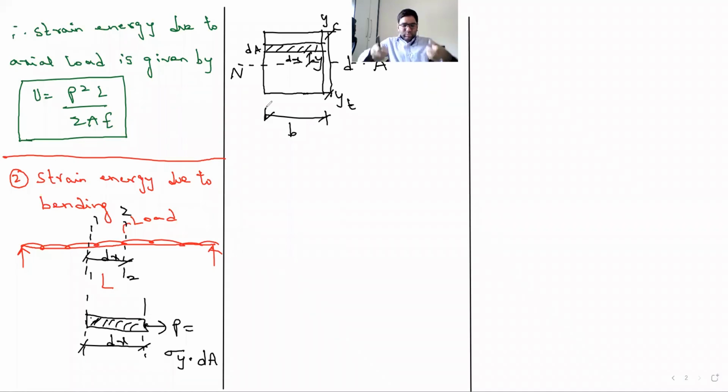So simple. See, when I am holding an object, you can see that I am trying to bend it. When it is bending, the bottom will undergo tension and the top will undergo compression. That's what is written here. So now let us try to write it.